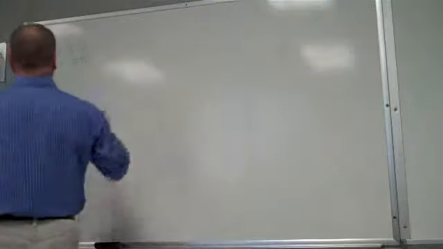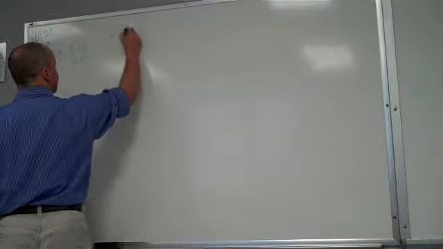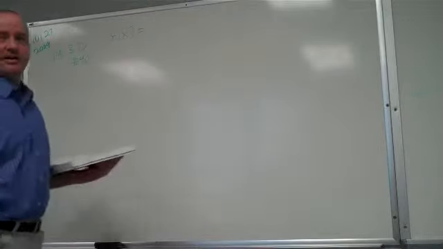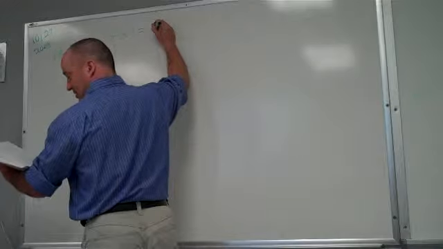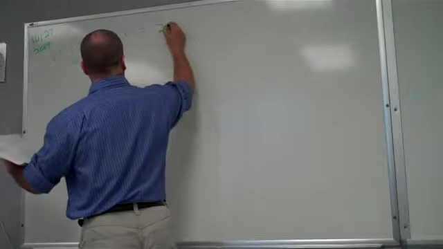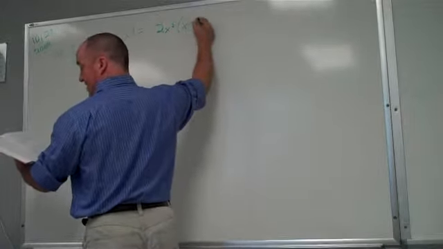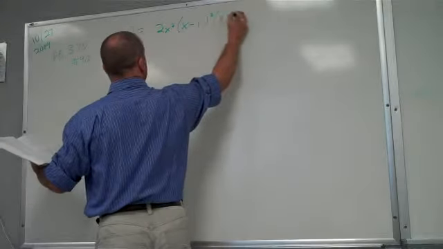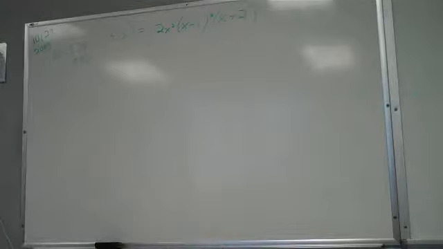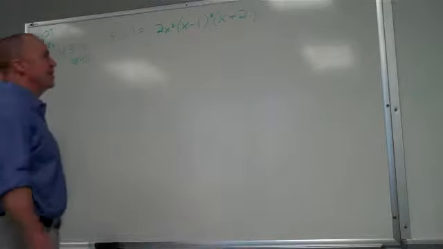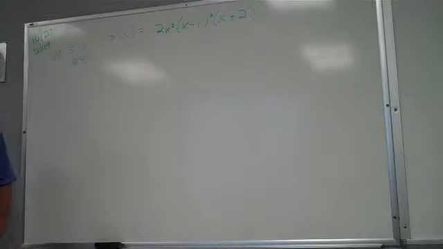Graph each polynomial function. Does someone have a ruler? No. All right. F of x equals, let's see, this is 2x squared, x minus 1 cubed, x plus 2. Okay? First thing, that's kind of the point of this lesson, is what are the zeros, also known as the x-intercepts.